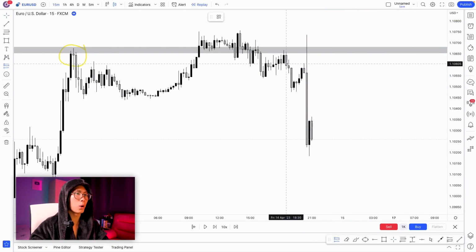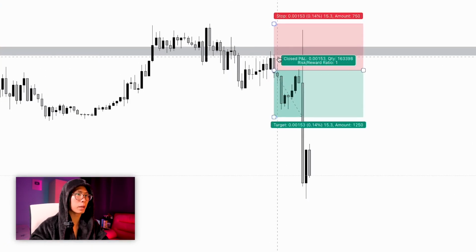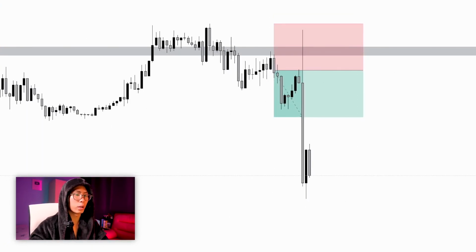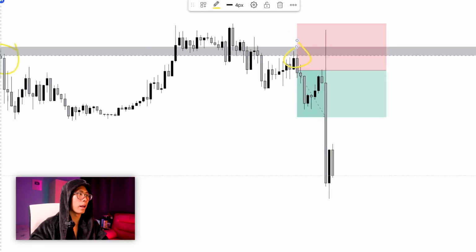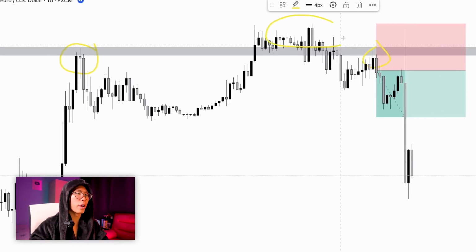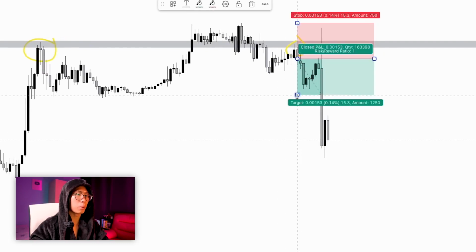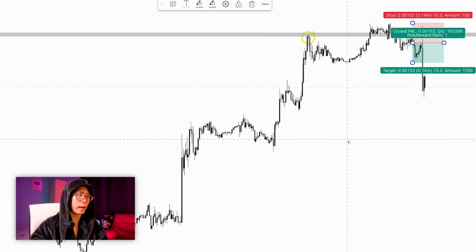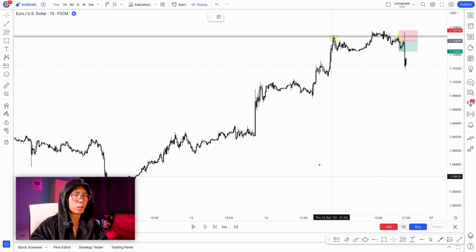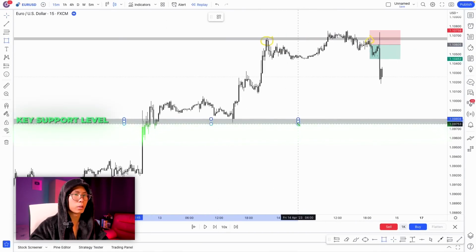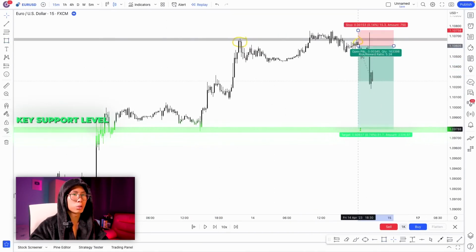So for me personally, I will have entered right here when price is coming up to form this right shoulder that we have right here. So there we have your left shoulder, right shoulder and your head, right? So easily enter for a sell right here. And then I'm going to be taking my take profit all the way down at the next key support level, which could literally be all the way down here, right? This is the next key support level, literally all the way down here.